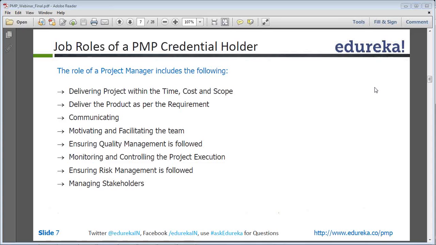Ensuring quality management is followed. Monitoring and controlling the project execution. Like a captain of a ship, he has to monitor and control the project execution. The ship is going, but he has to see that it is going in the right direction, in the right path. And if there is any deviation, he needs to take those decisions to rectify the problem and bring it back to the path. Ensuring risk management is followed and managing stakeholders.